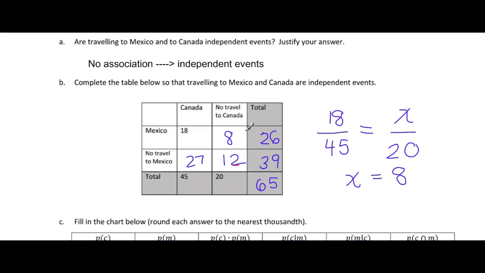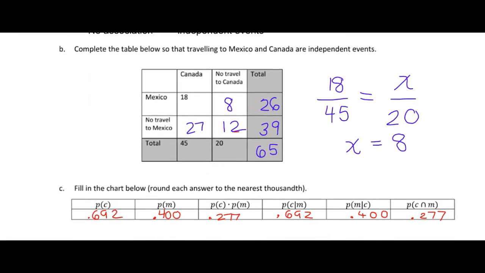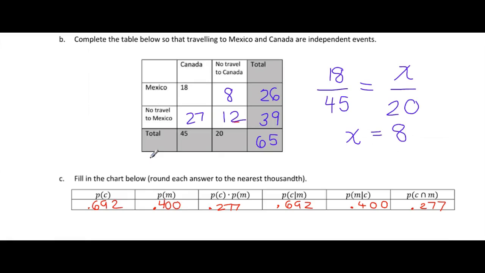Okay, I'd like you guys to use your contingency table to fill out the chart below. Please pause the video and complete the chart. Okay, so at this point, you should have done the chart yourself and you're checking against my answers.